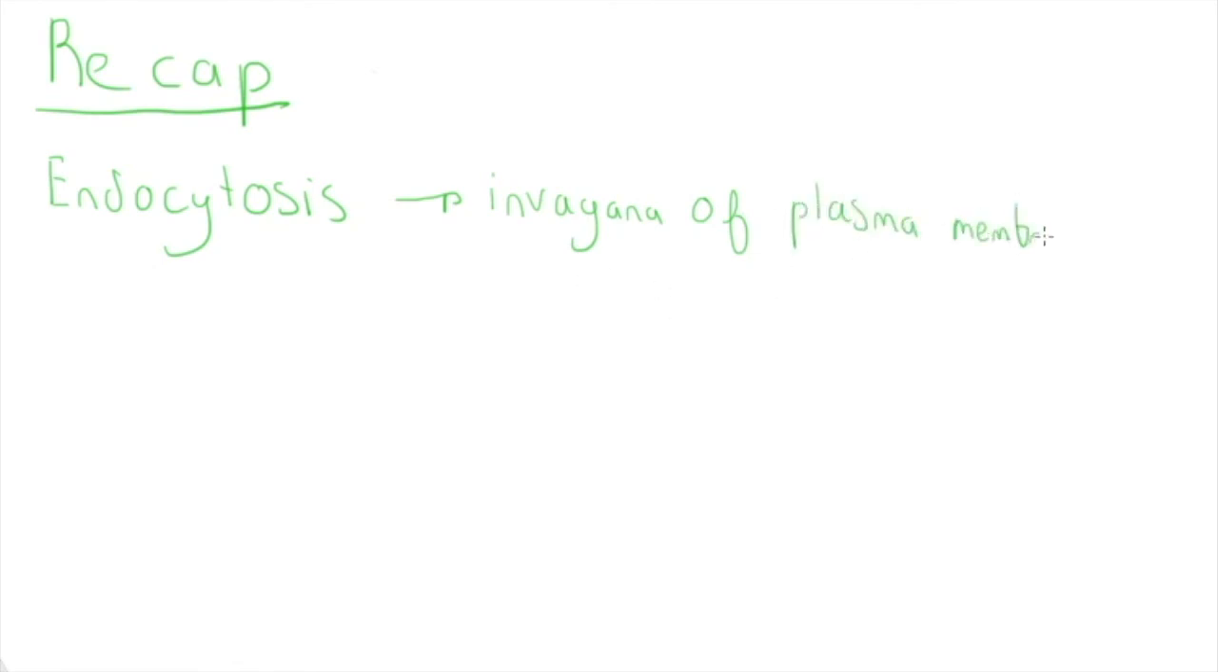So, as a recap, endocytosis is the invagination of the plasma membrane. There are three forms of endocytosis: pinocytosis, phagocytosis, and receptor-mediated endocytosis. Pinocytosis and phagocytosis are not specific, while receptor-mediated is specific.